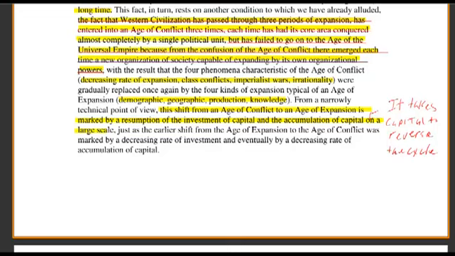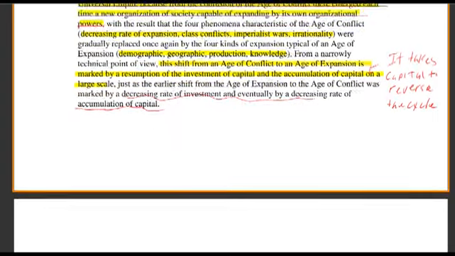And that expansion, the resumption of growth, can kickstart you from the stagnant or slowing age of conflict into the new age of expansion. And here's another key. The age of conflict was marked by the decreasing rate of investment and then a decreasing rate of accumulation of capital. Look at that. Those things cause wars.